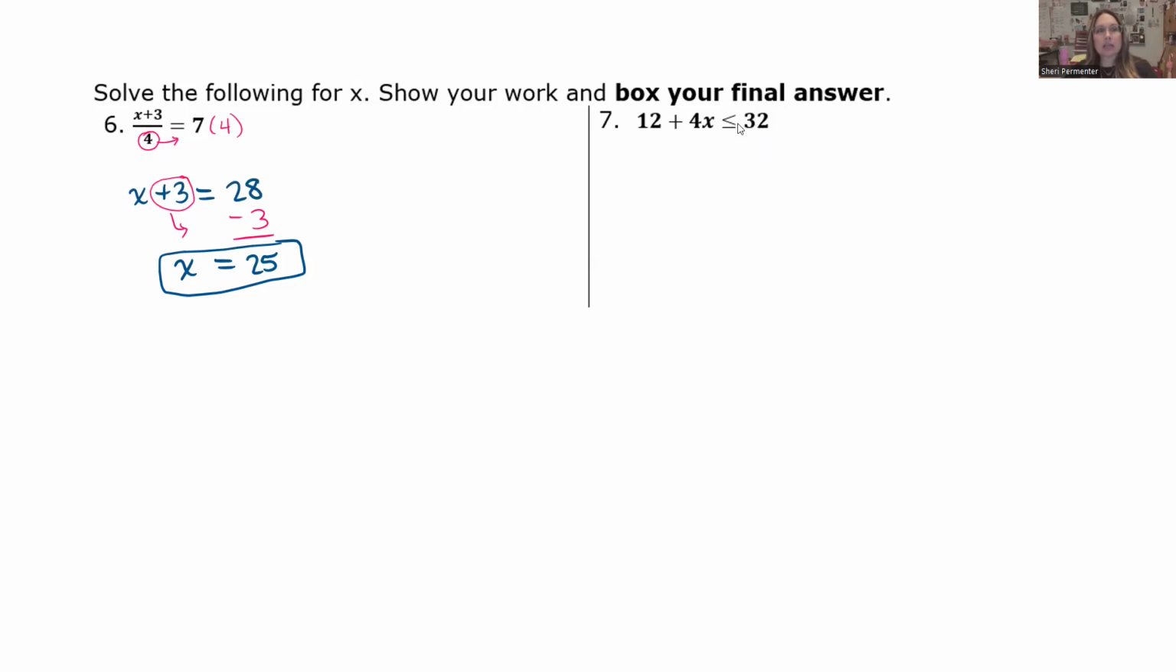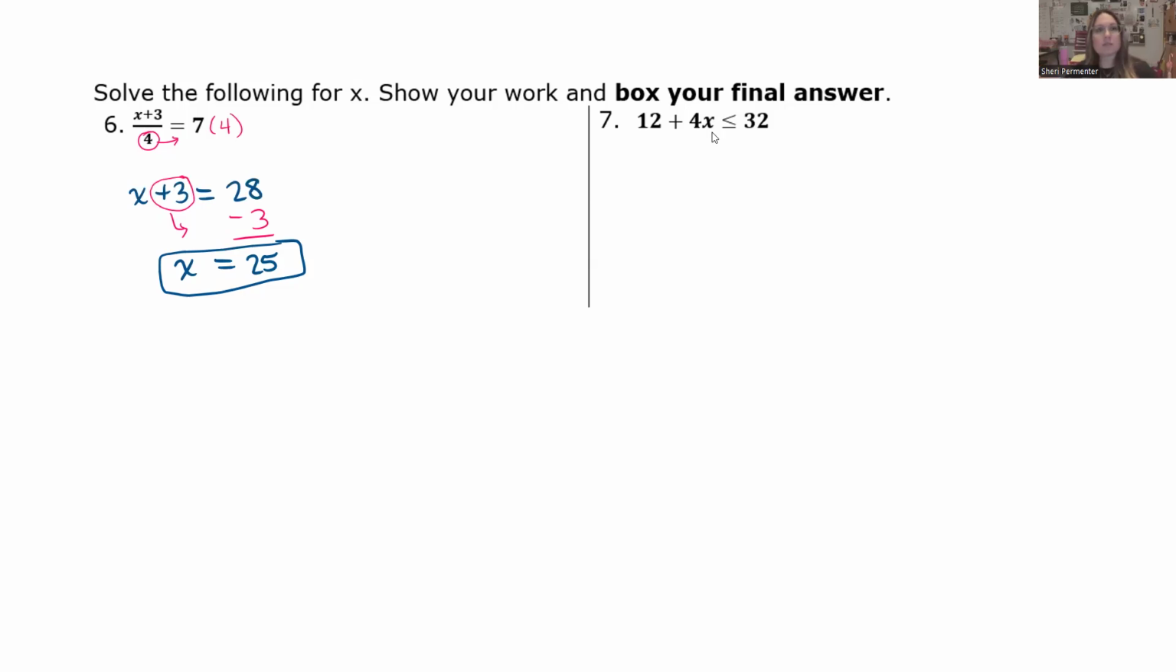Next question. It is an inequality, but we solve it just like an equation. The only thing we have to keep in mind is two things. We want to try and put the variable on the left. And if we multiply or divide by a negative, we have to flip the sign.